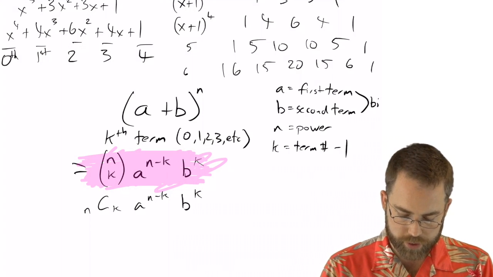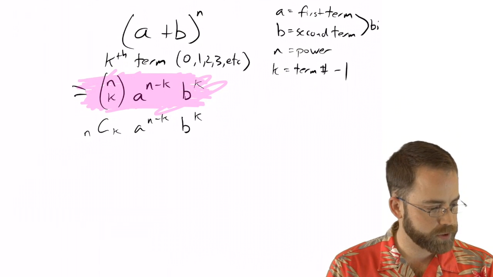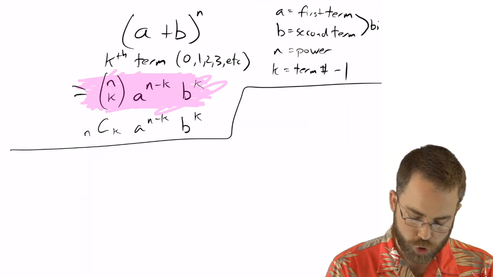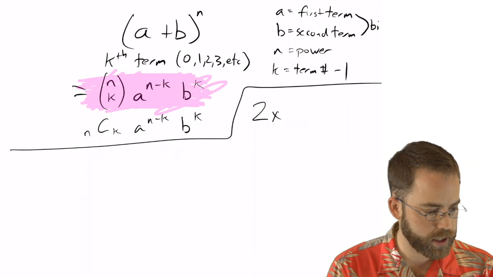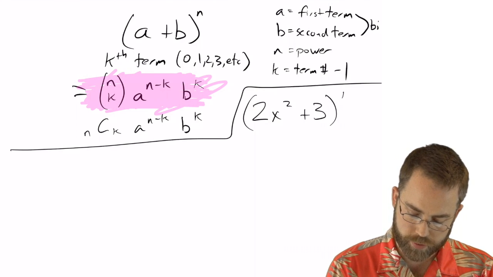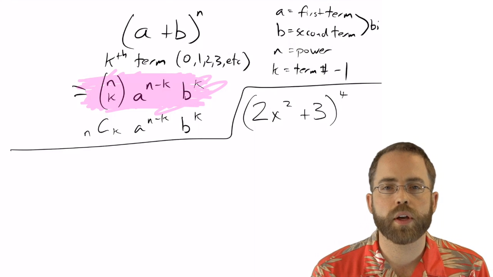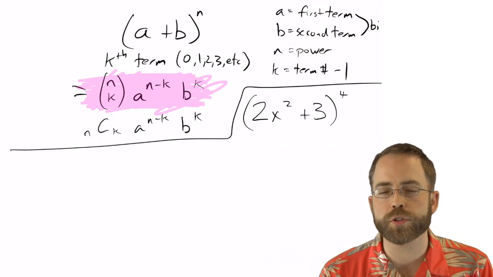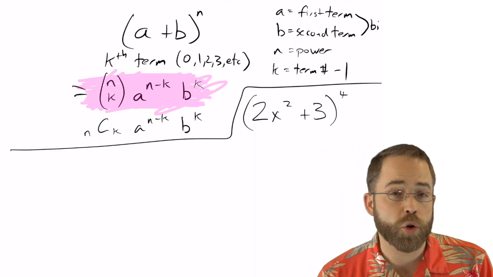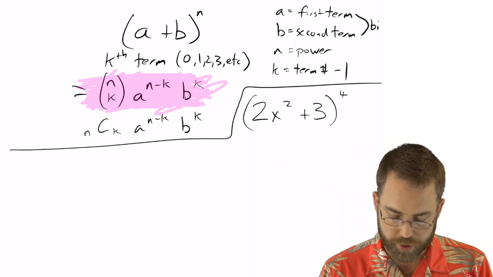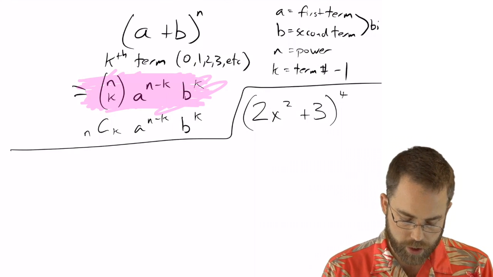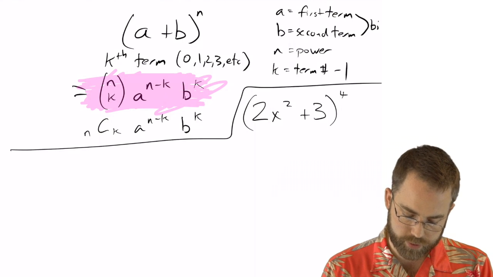So let's do one here. Let's come down and make this specific. If I have 2x squared plus 3 to the 4th. Okay? So let's think about that. Well, the first term is really obvious. We would be able to get that without needing to know the binomial theorem. We would know that the first term is 2x squared times 2x squared times 2x squared times 2x squared. So let's see if the math backs us up there.